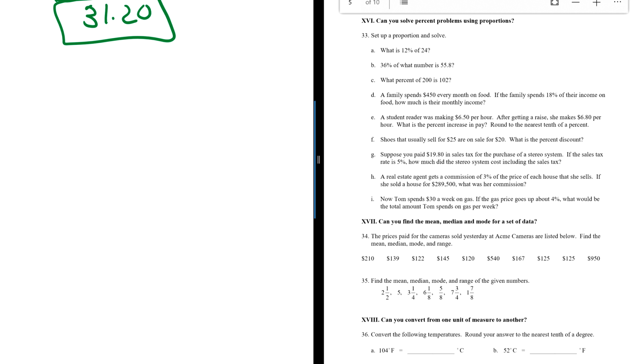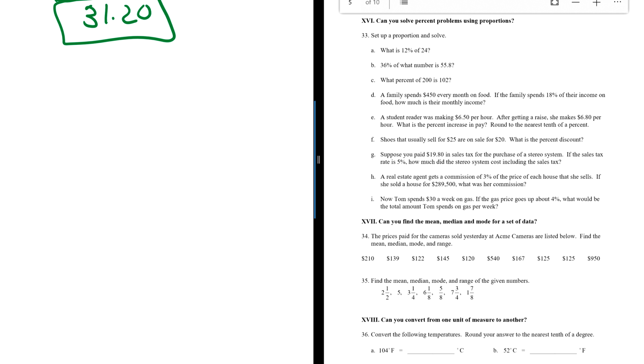The median is derived by putting these numbers in order from smallest to largest, and then you've got to count the number in the middle. And remember, if it's an odd number of numbers, there's one number in the middle. If it's an even number of numbers, you're going to take the two numbers in the middle, add them together, and divide them by 2. And that'll get you your median.